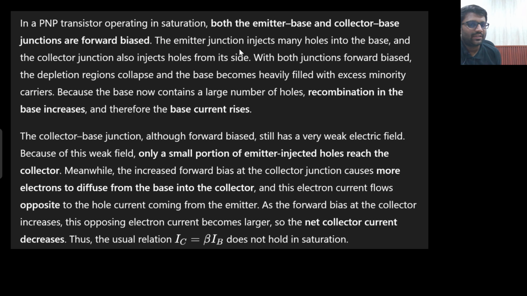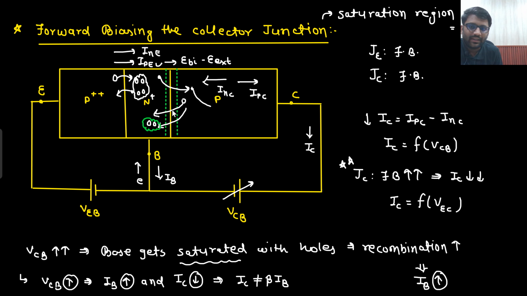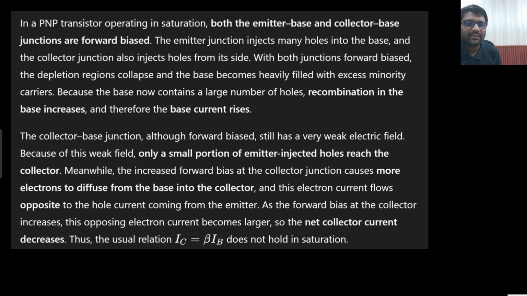PNP transistor operating in saturation: both emitter-base and collector-base junctions are forward biased. The emitter junction injects many holes into the base, and the collector junction also injects many holes from its side. Both junctions being forward biased, the depletion region collapses, meaning the depletion region here also becomes very thin, here also it becomes very thin, because both are forward biased. So the depletion region collapses, and the base will become heavily filled with excess minority carriers. Because the base now contains a large number of holes, recombination in the base will increase, therefore the base current will rise. So here the explanation of base current rising has been written. Theory should be written in a very good manner.